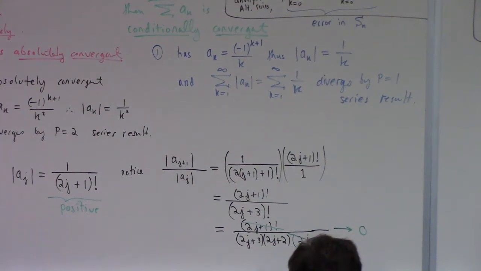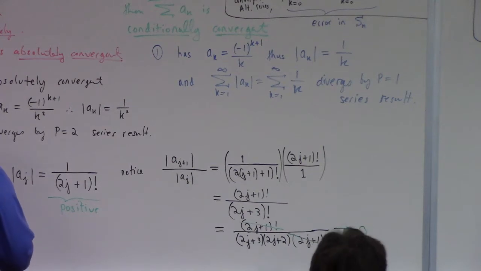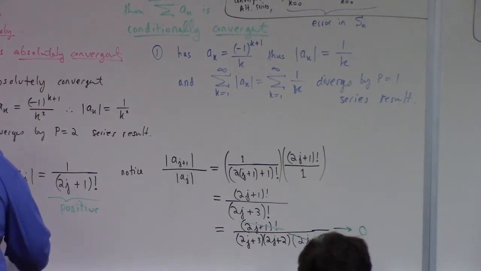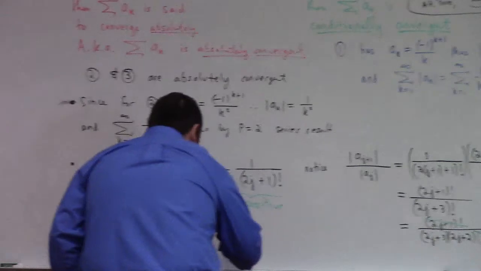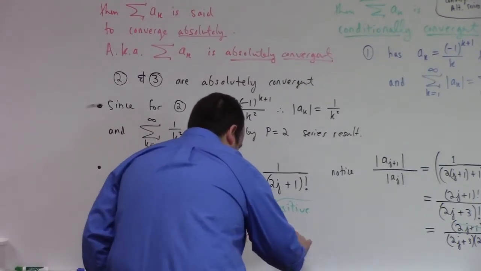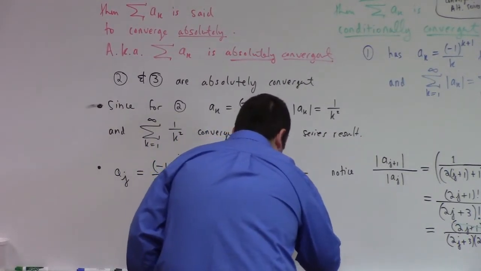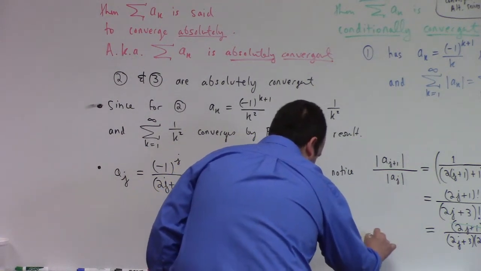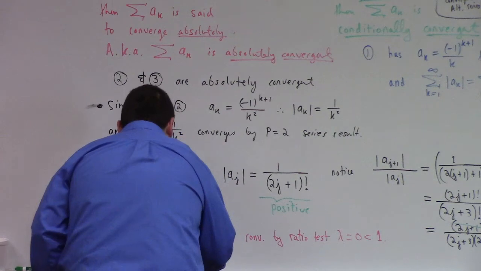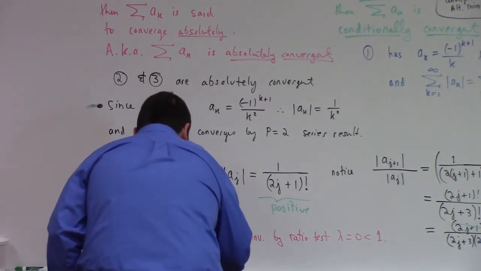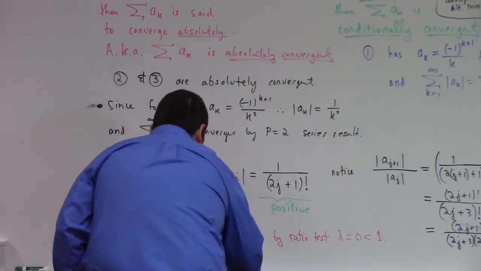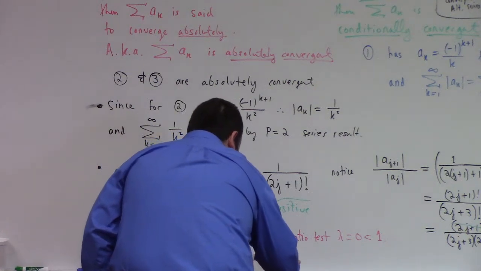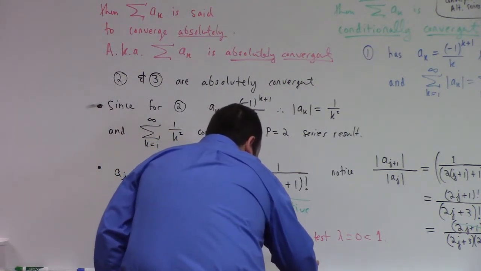let me put the finishing blow here. Therefore, the series, the absolute value of a_j, converges by ratio test, lambda equals 0, which is less than 1. Right? Hence, the sum of a_j is absolutely convergent.